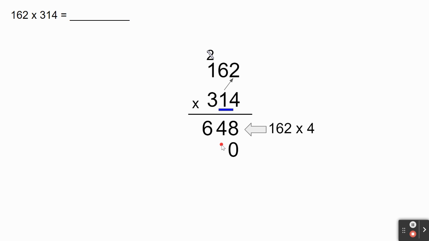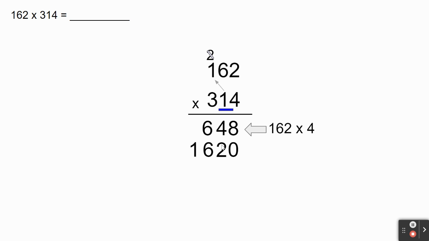First, we're going to multiply 1 times 2, since the 2 is in the ones place. 1 times 2 is 2. Next, we'll multiply by the tens place. 1 times 6 is 6. And now we'll multiply by the hundreds place. 1 times 1 is 1.